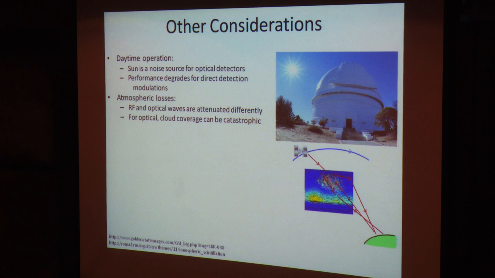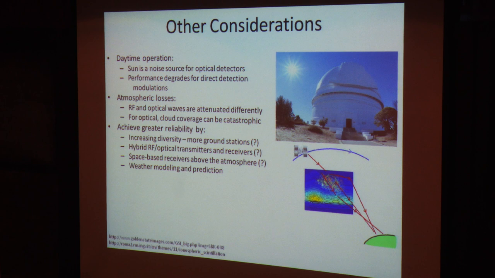Then we have atmospheric losses, as Michelle mentioned. RF and optical are attenuated differently. For optical, when it's a cloudy day, that can actually be catastrophic, and closing the link becomes impossible. There are ways that we've studied to look to increase the reliability of optical comm. So one of them is increasing diversity, having possibly more ground stations, looking at hybrid optical transmitters and receivers. Are we able to place a receiver in the atmosphere above the clouds? Will that have any benefit to us? And of course, a lot of effort has been devoted to modeling and weather prediction.